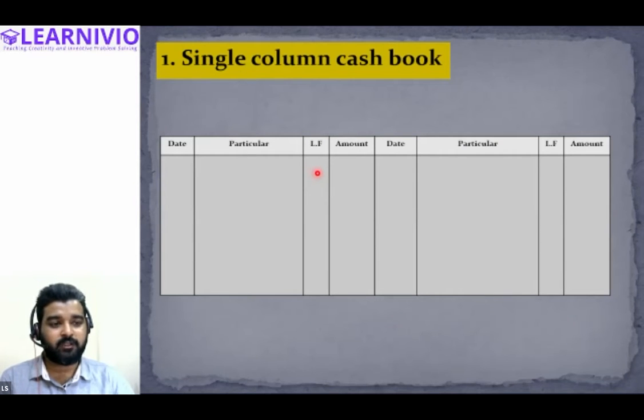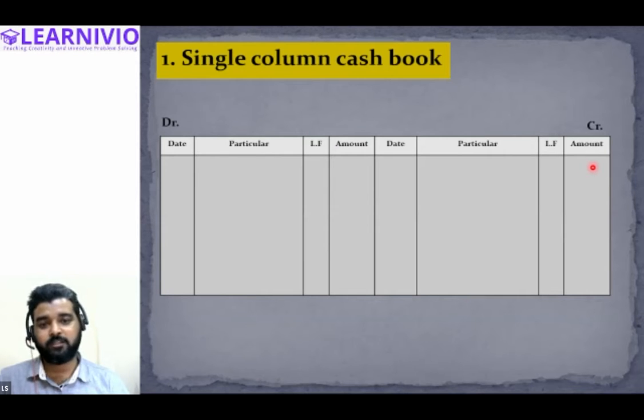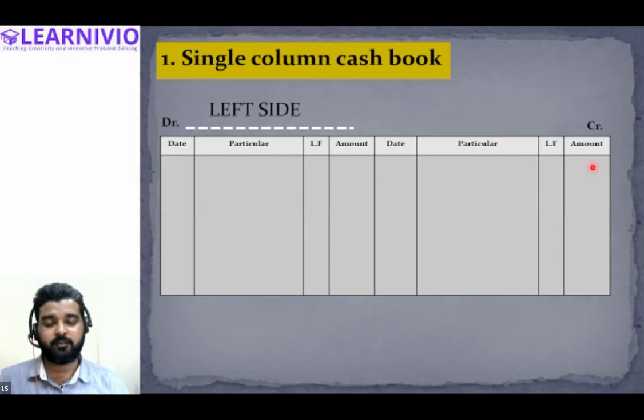So for now, you just have to know that there is one column after the particulars column which is called the LF column, and then we have amount, and after that again date, particulars, LF and amount. All right. So this part is called the debit side and this is called the credit side. I have already explained this. This half is basically the left side and this is the right side of the account, right? So the left side is debit side and the right side is called credit side. All right.